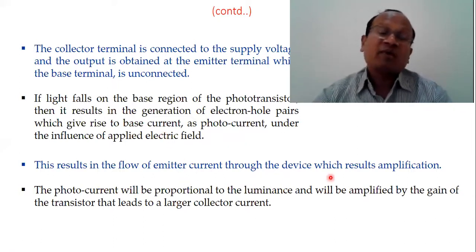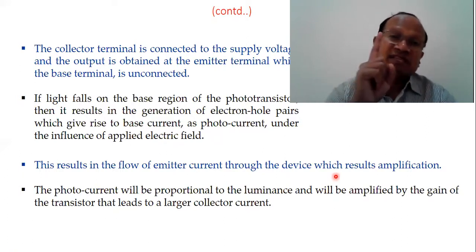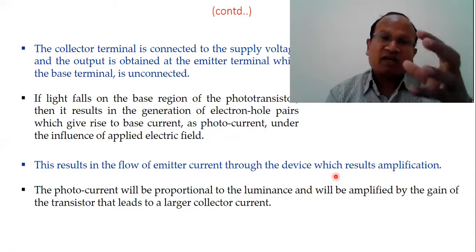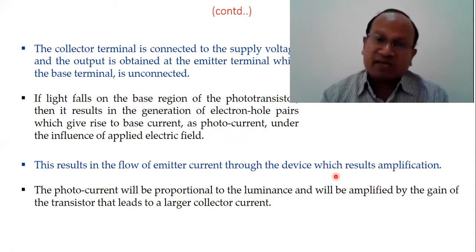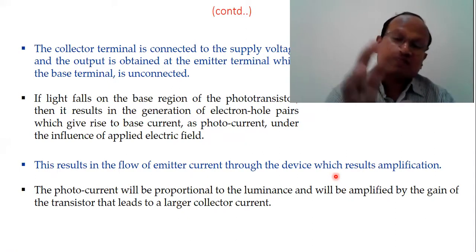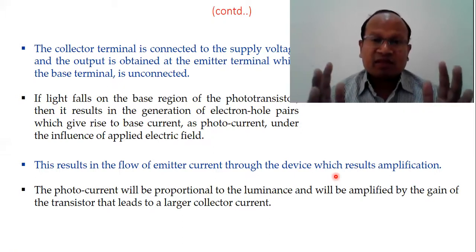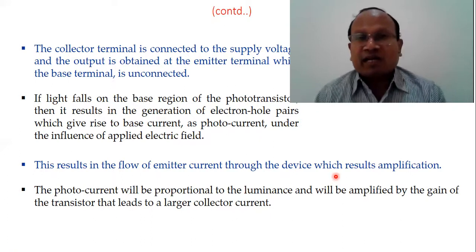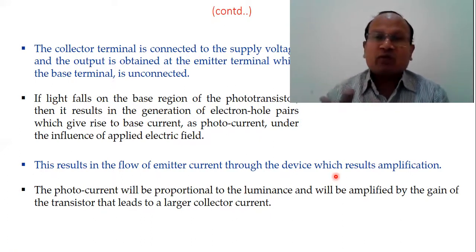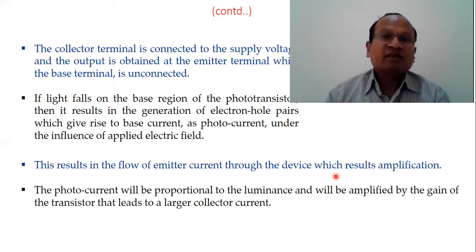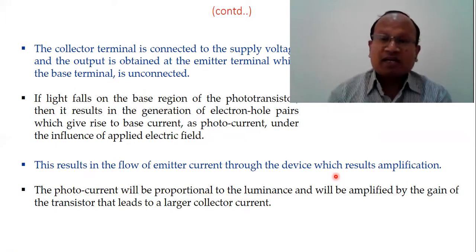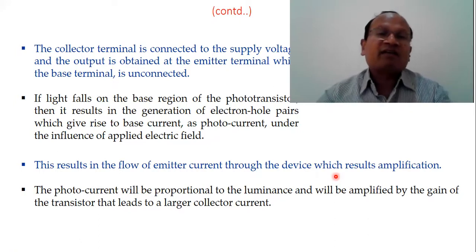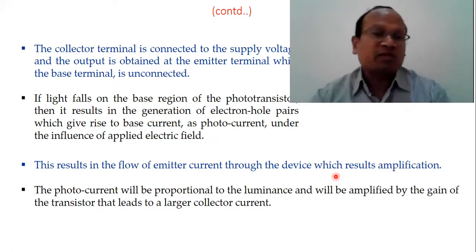This results in a flow of emitter current through the device. Now we know that base current constitutes, and this will flow through the emitter, called emitter current. But we also know that this is a common emitter amplifier, say common emitter or common collector, but as an amplifier we always choose the common emitter configuration. We know that the common emitter configuration gain is very high, so the emitter current, when it is coming, will be amplified and we will get a large current at the output of the device.